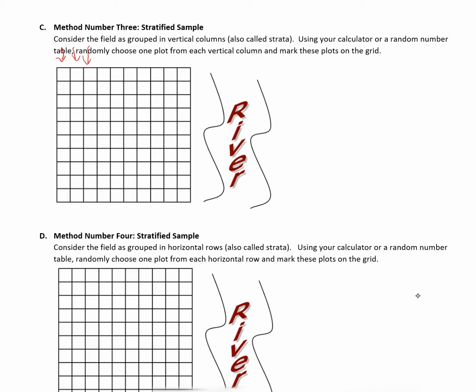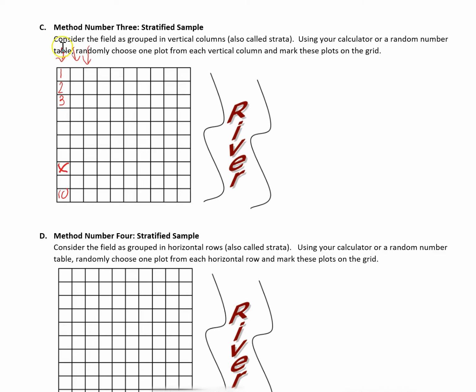So we're going to say this is plot 1, 2, 3, all the way to 10. Okay, so I want to use the calculator again. So go ahead and go to your random integer function, and put in your lower is 1, your upper is 10. See what random number you get. So I got 8. I'm going to put an X on 8.